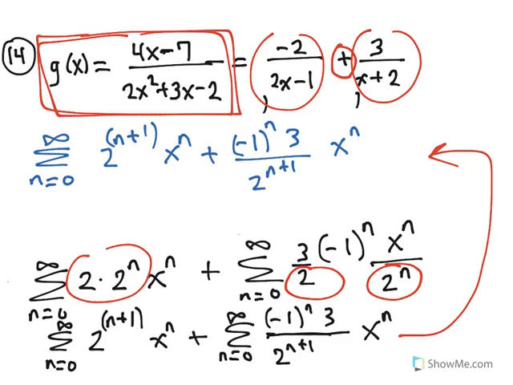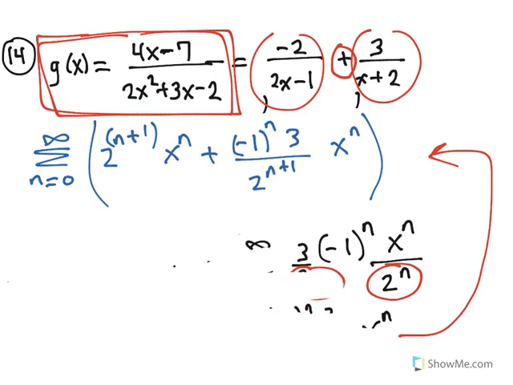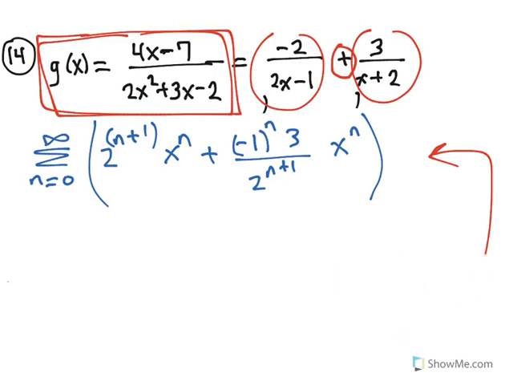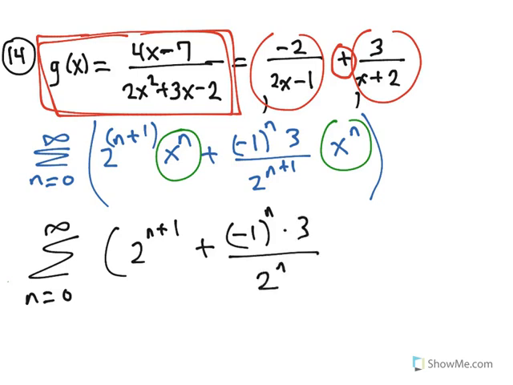And how do you complete this problem? Again, all you do is the following. You're just going to factor out x to the n from each of the two terms. And when you do that, you would get 2 to the n plus 1 plus negative 1 to the n times 3 over 2 to the n plus 1, times x to the n.